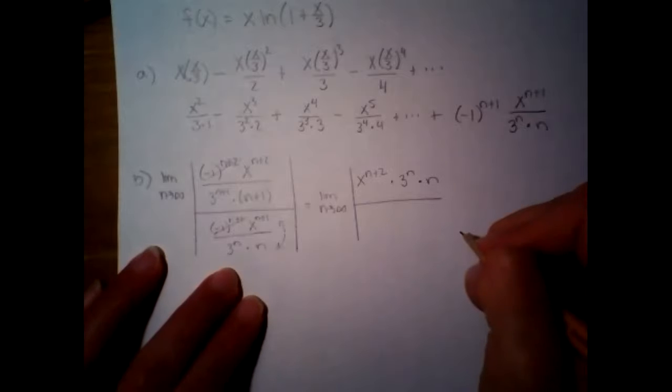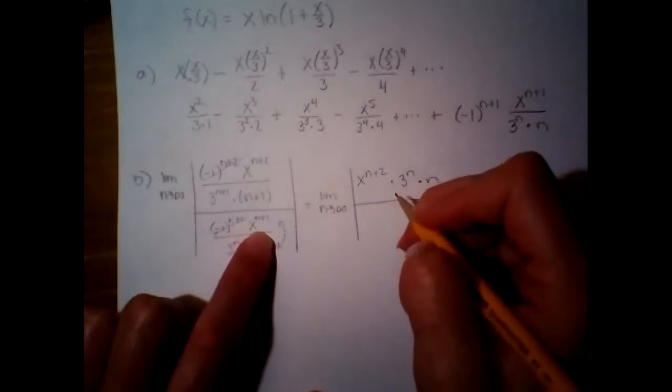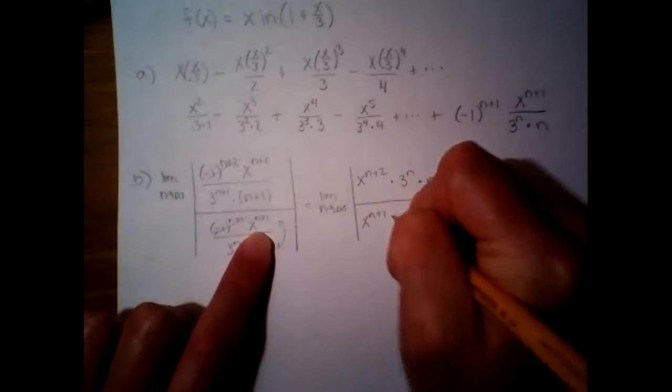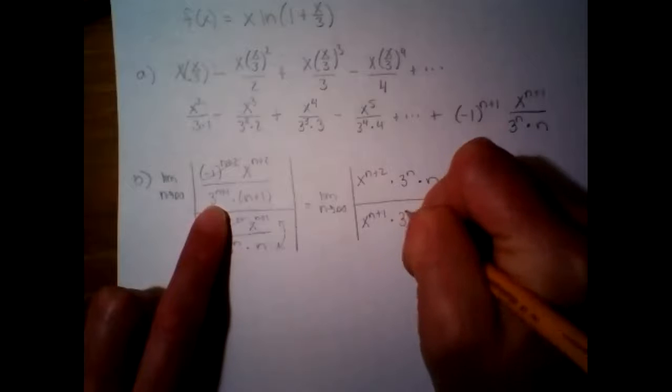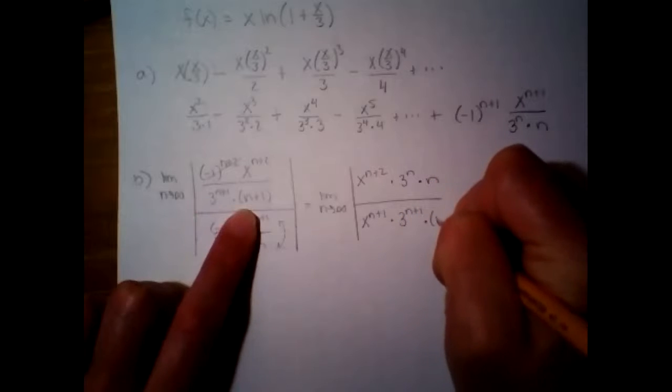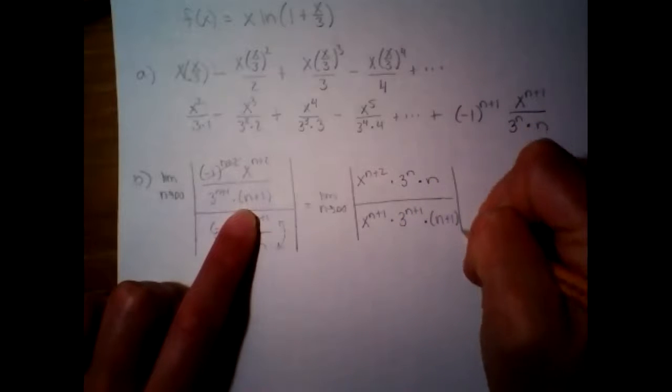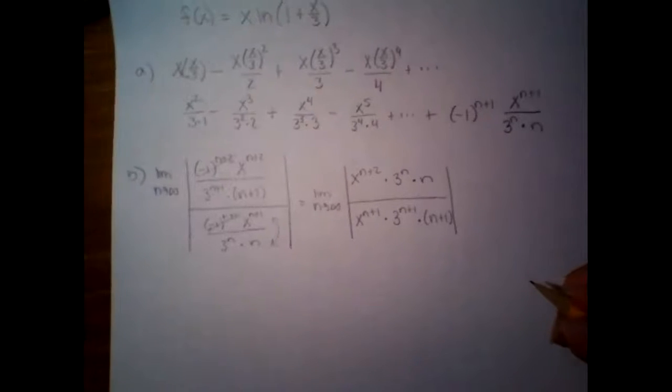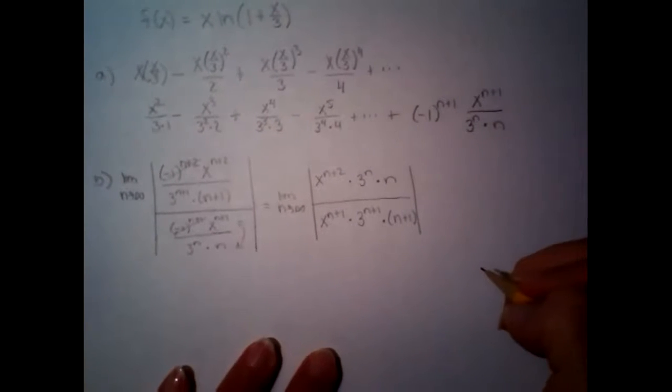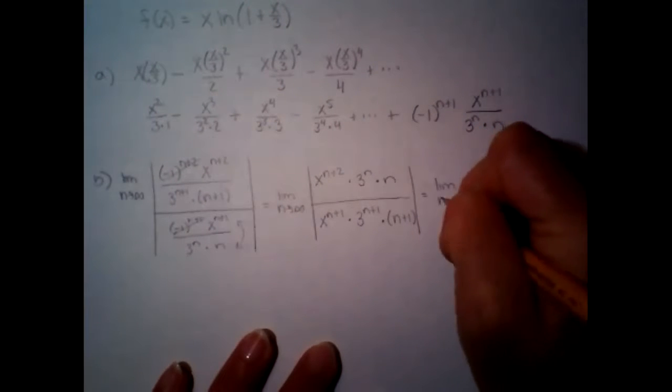You want to match them up. I'm going to write the x to the n plus 1 first. And then we'll have 3 to the n plus 1, and then times n plus 1. So already that's a lot less horrible than it just was. And now we're going to simplify this down.